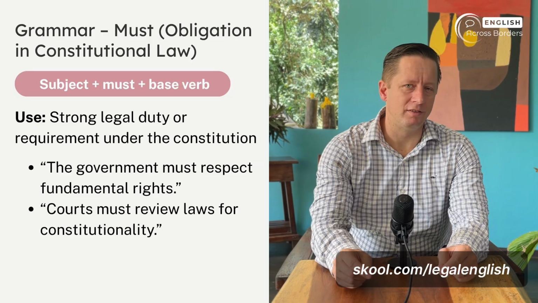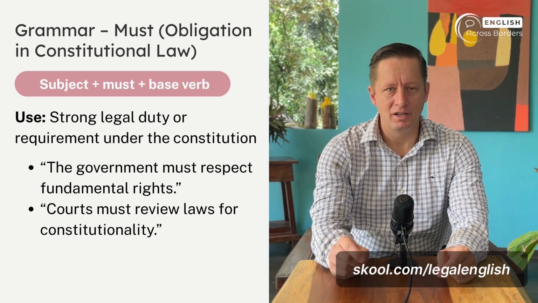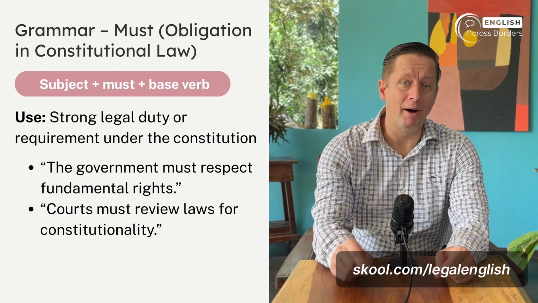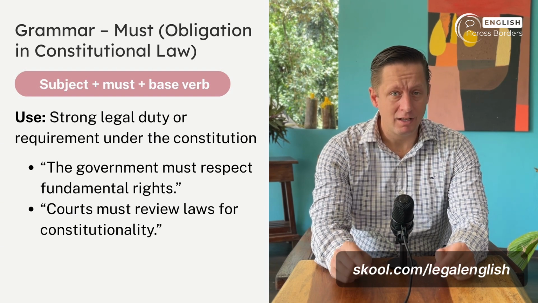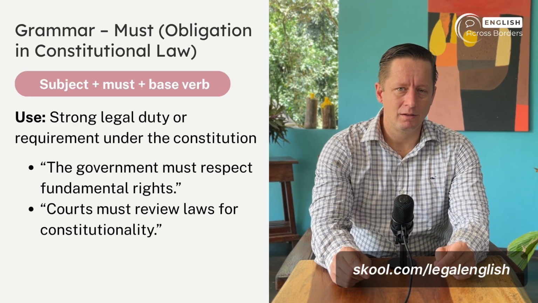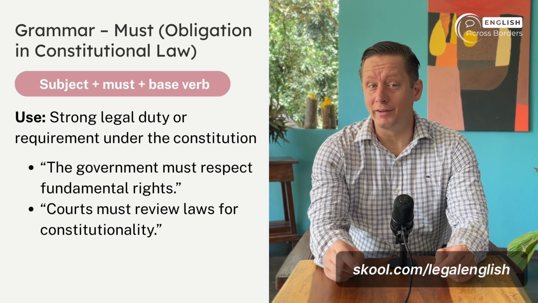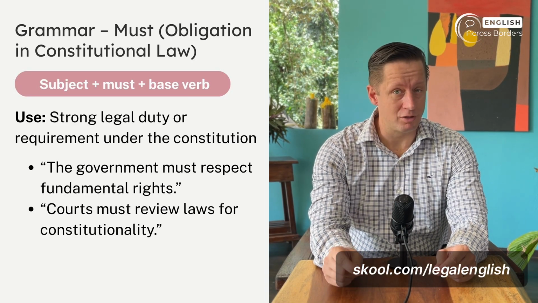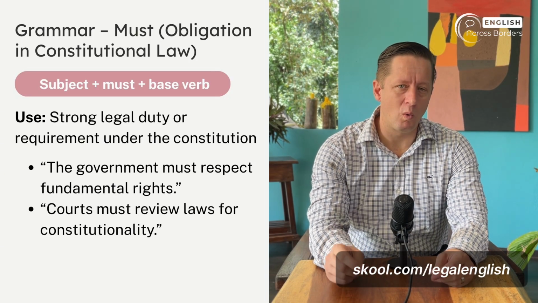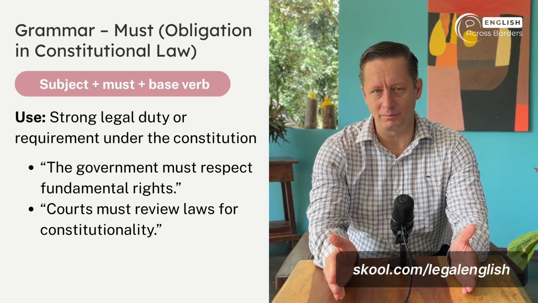Must expresses a strict legal obligation, something that is required by the Constitution. The government must respect fundamental rights. This is the highest duty of any democratic state. For example, courts must review laws for constitutionality. Judicial review is not optional. It is required to protect the legal system.